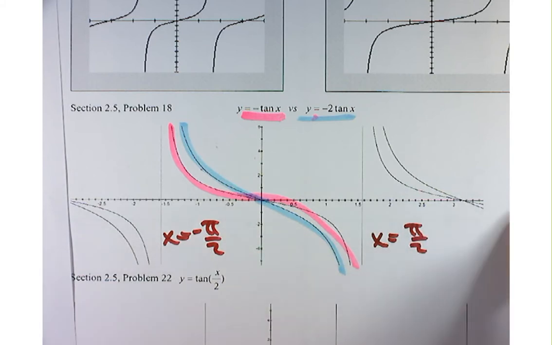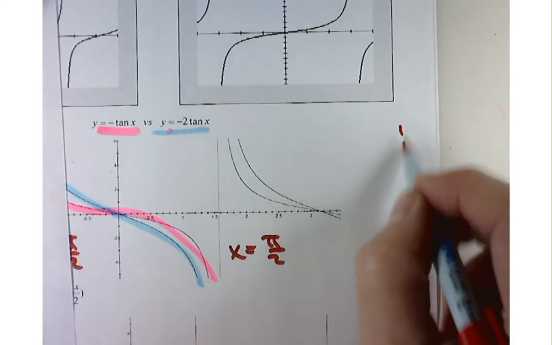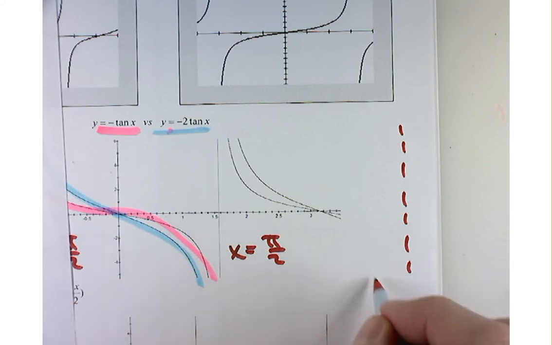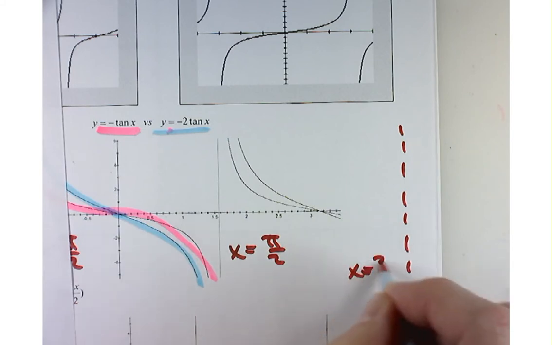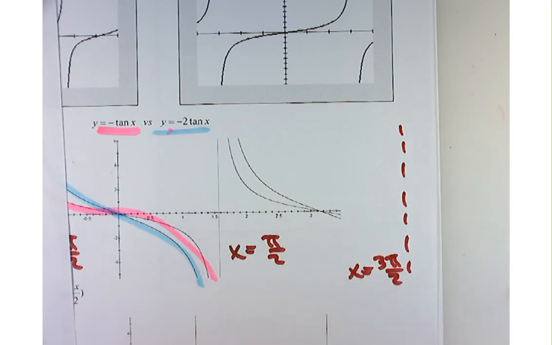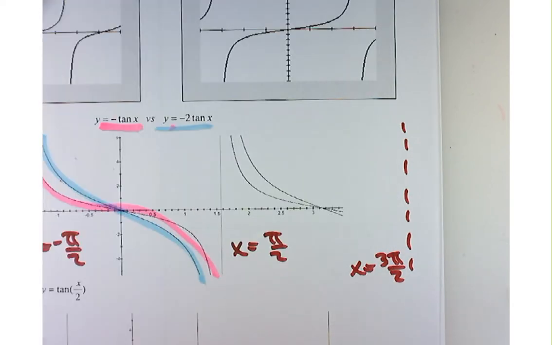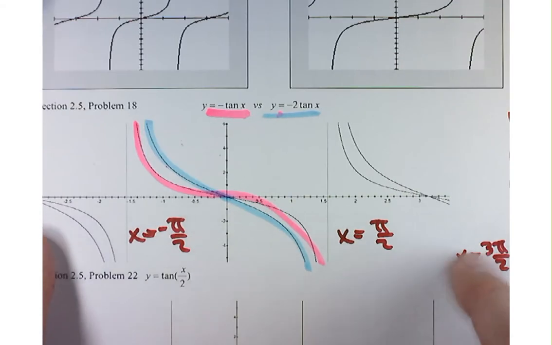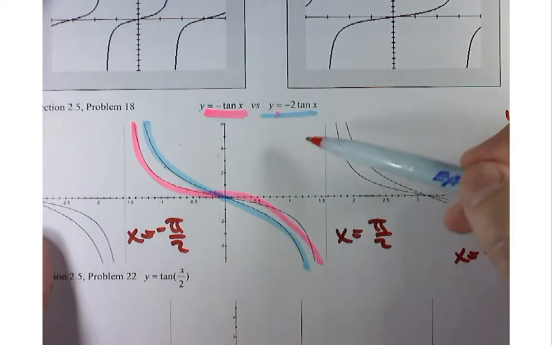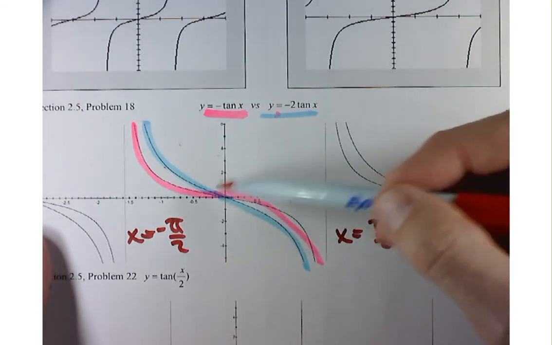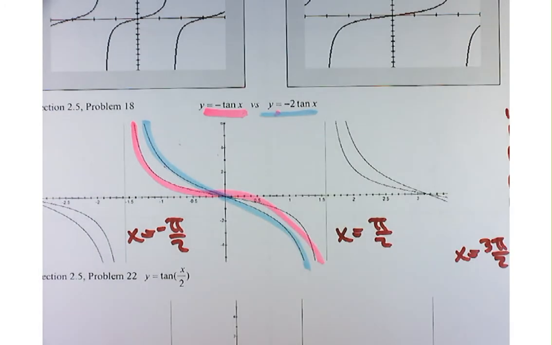Moving out, if you wanted to figure out where the next one would be, that's going to be way out here. That next one would be x equals 3pi over 2. Again, just odd multiples of pi over 2. But the big thing in this first one is just to try and distinguish between these two graphs. If I gave you both of them, you should be able to label which one's which.